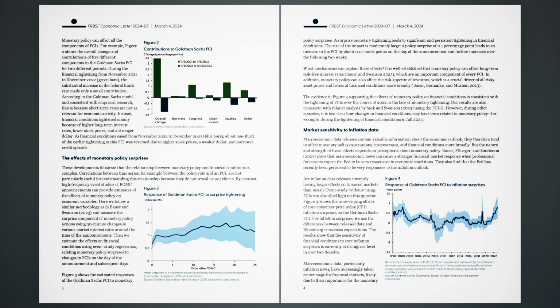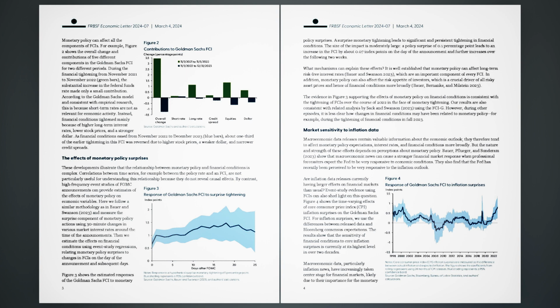The evidence in Figure 3 supporting the effects of monetary policy on financial conditions is consistent with the tightening of FCIs over the course of 2022 in the face of monetary tightening. Our results are also consistent with related analysis by Sack and Swanson, 2023, using the FCI-G. However, during other episodes, it is less clear how changes in financial conditions may have been related to monetary policy, for example, during the tightening of financial conditions in fall 2023.